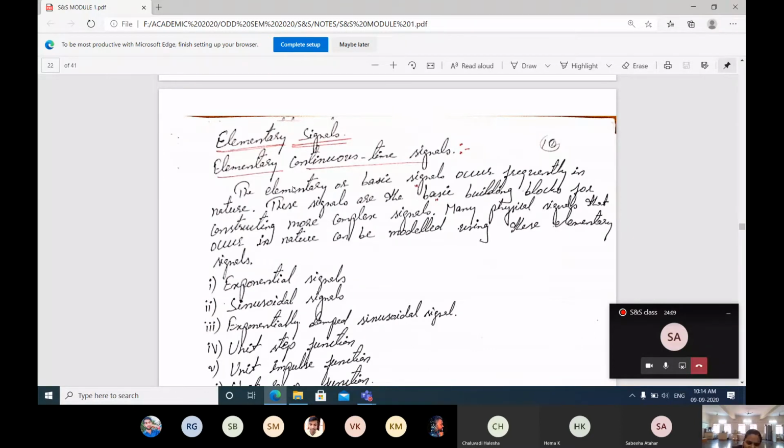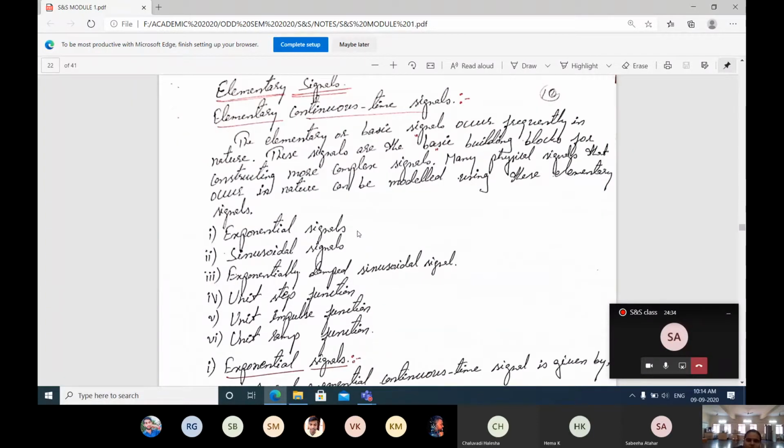In these elementary signals, there are continuous time signals and also discrete time signals. Here we are going to learn first about the continuous time signal. The definition is: basic building blocks for constructing more complex signals. That is what an elementary signal is. For continuous time, there are 6 elementary signals.